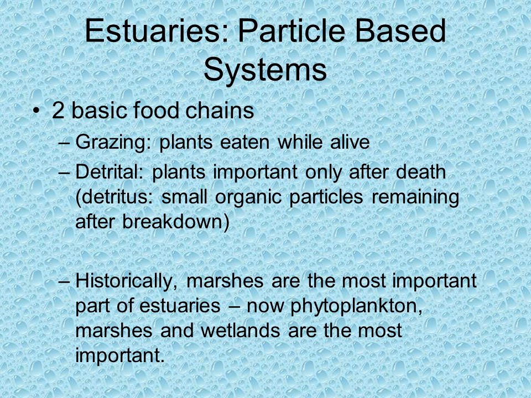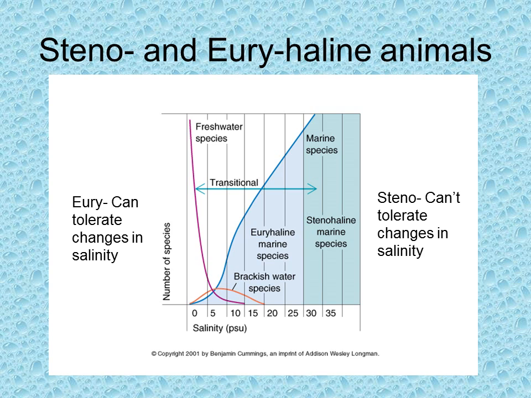That's called detritus. Now, in an estuary system, historically, the marshes are the most important part of estuaries. But now we also know, because we have a better understanding of phytoplankton and where they're found in estuary systems, that phytoplankton are also important. And you just read that paper about how temperature, nutrients, and predation affect phytoplankton populations throughout the sound.